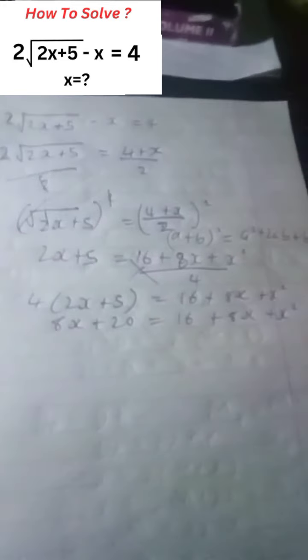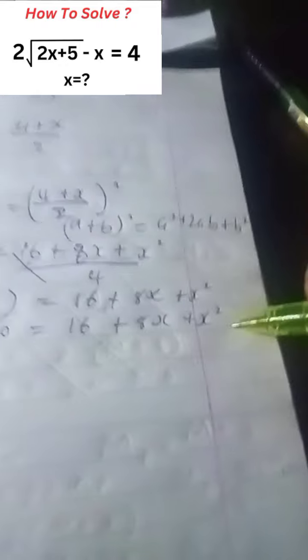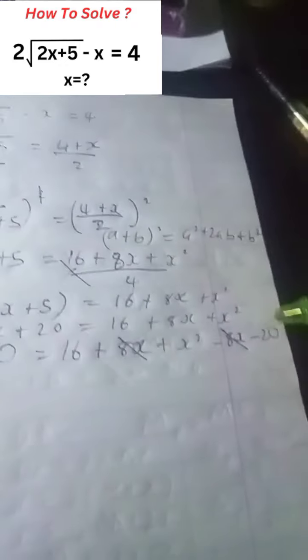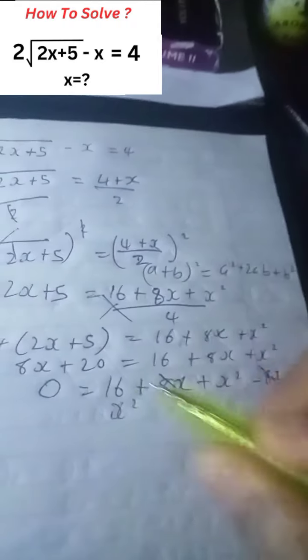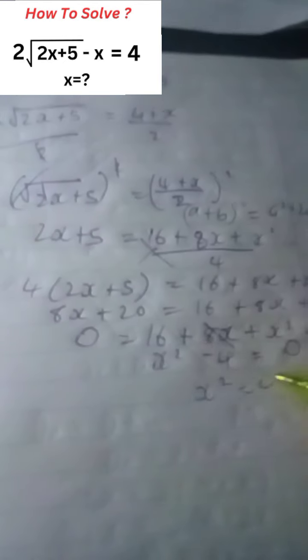We now put it in the form of a quadratic equation by moving the left hand side to the right hand side. Since the x squared is present on the right hand side, plus 8x will cancel minus 8x, and we're left with x squared plus 16 minus 20, which is minus 4, is equal to 0. Add 4 to both sides, we have x squared is equal to 4. From here you can see where the solution is going.